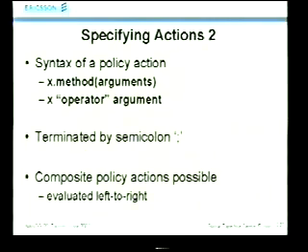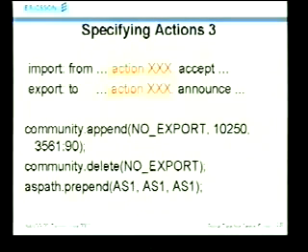The syntax of a policy action is either x.method followed by arguments or x operator argument. It's always terminated by a semicolon, and composite policy actions are possible. They're evaluated left to right. This is just a template for how you would do this. Import from somewhere action XXX accept, export to somewhere action XXX announce.